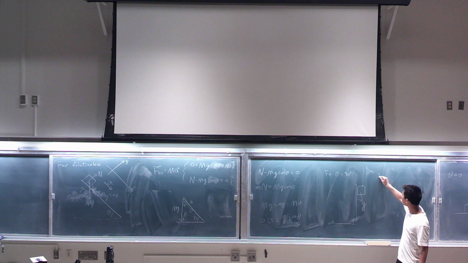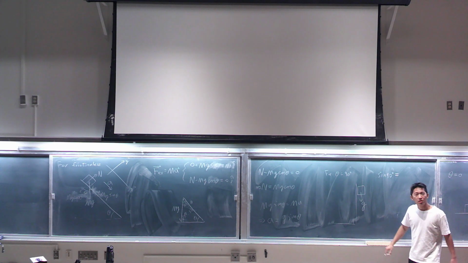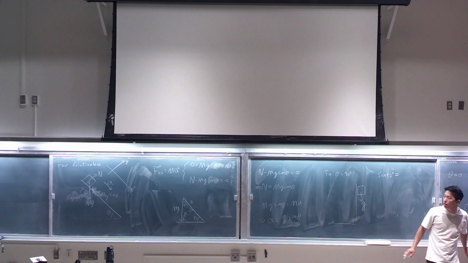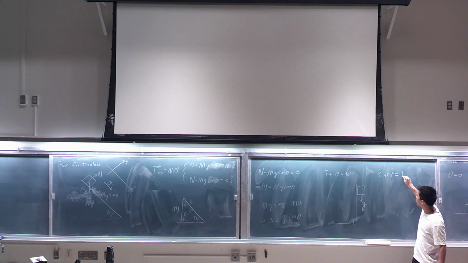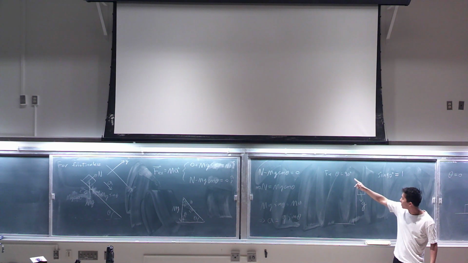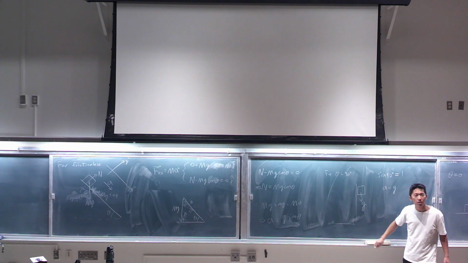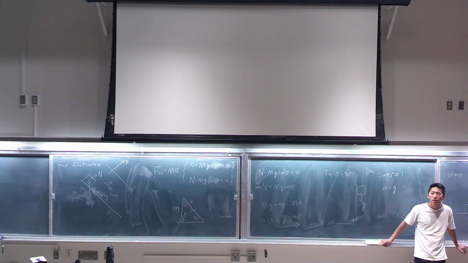Theta is 90 in the sine. What is sine 90? It's 1. So when the angle becomes 90 degrees, a becomes g. It's g going down. It makes sense. Okay.